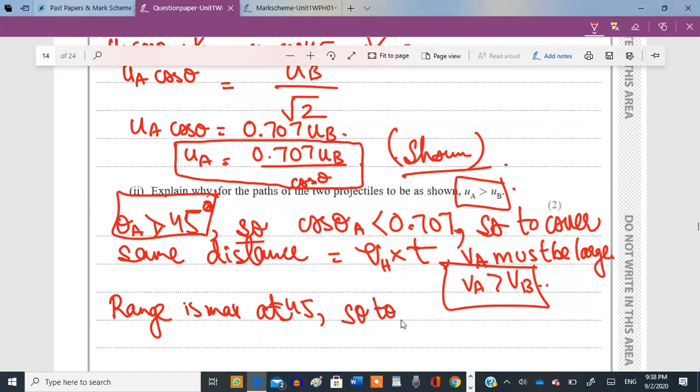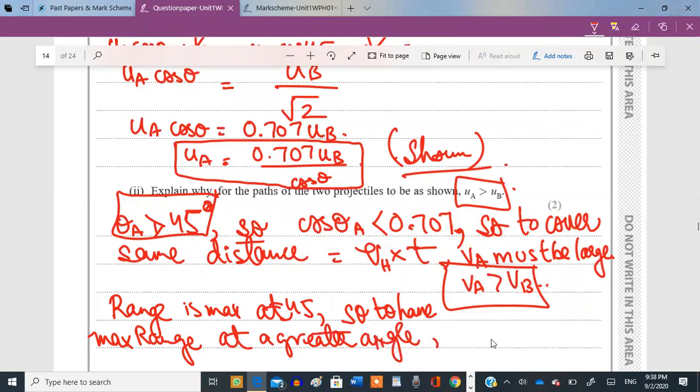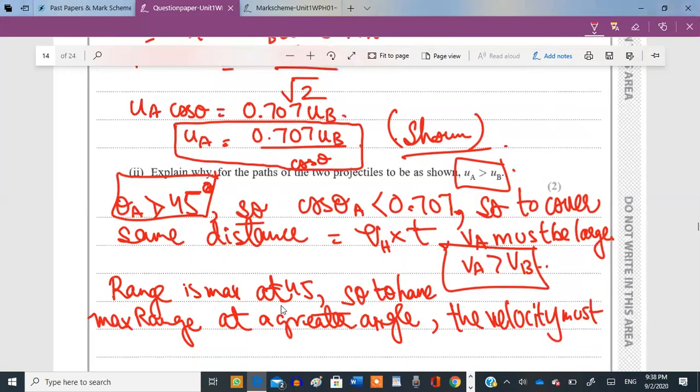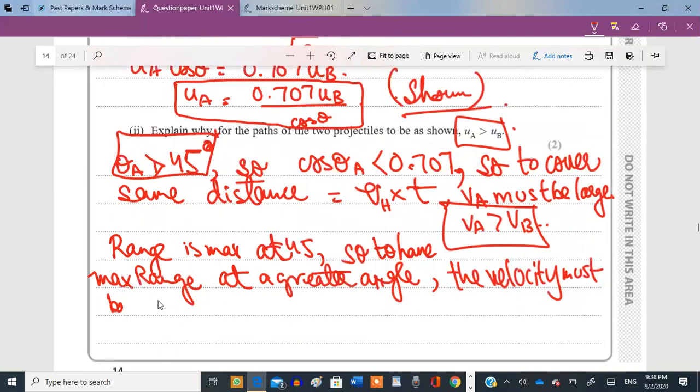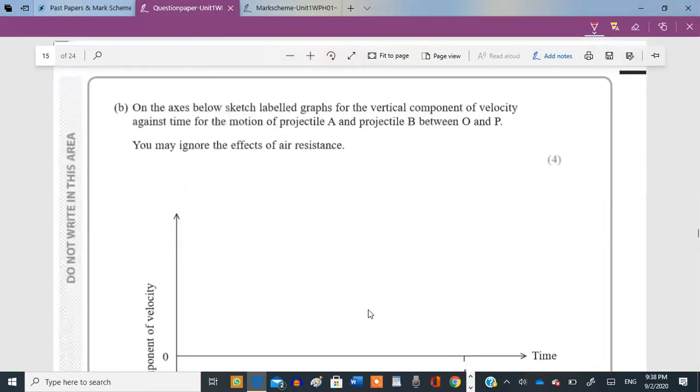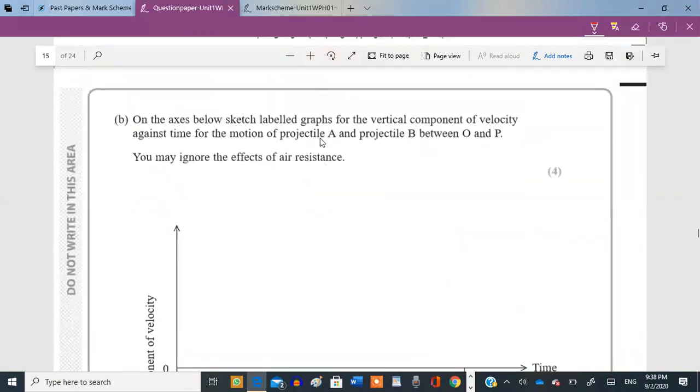So to have max range at a greater angle, the velocity must be larger, must be increased.